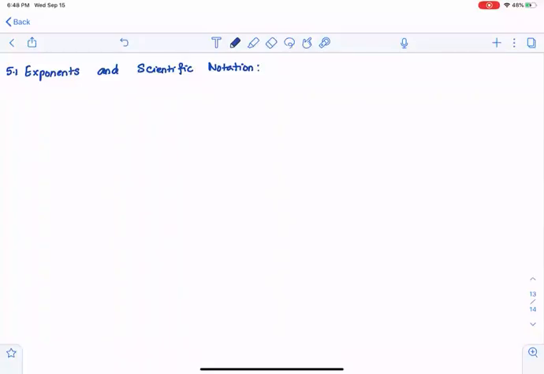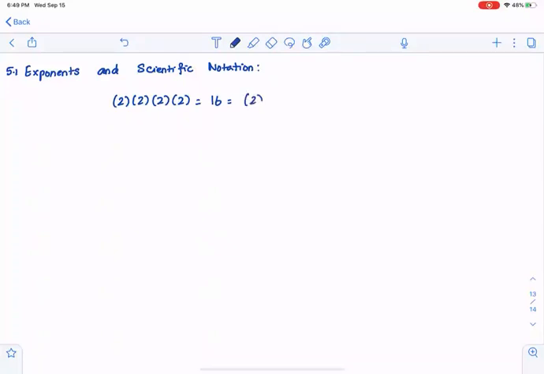So what is an exponent? It simply means we have a number that's repeating itself in multiples. So what do I mean by that? If I have 2 times 2 times 2 times 2, I don't want to write it in that way. Sure, we can write it as 16. Nothing wrong with that. But we're trying to understand exponents.